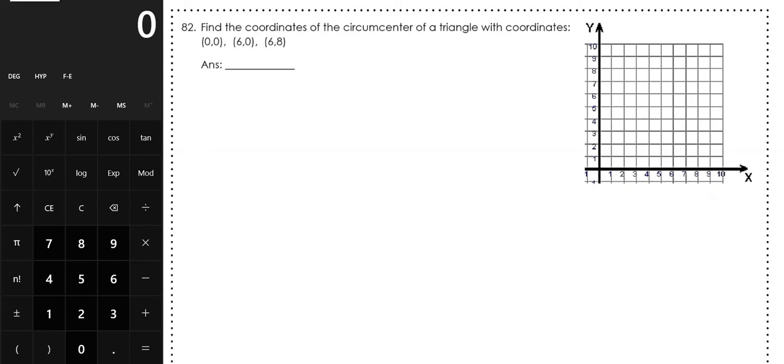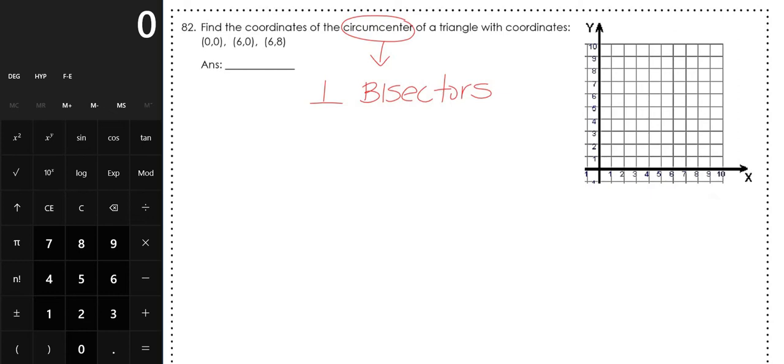Page 17, number 82. Find the coordinates of the circumcenter of a triangle with the coordinates listed. Circumcenter. You have to know that the circumcenter is formed by perpendicular bisectors. So what you need to do is graph this triangle, take a look at it, and try to draw each of the perpendicular bisectors and find where they cross.